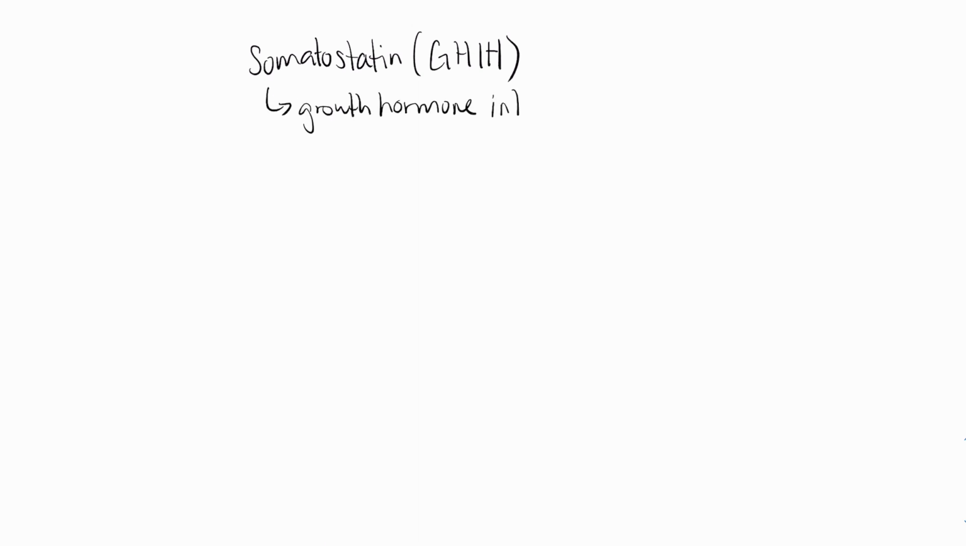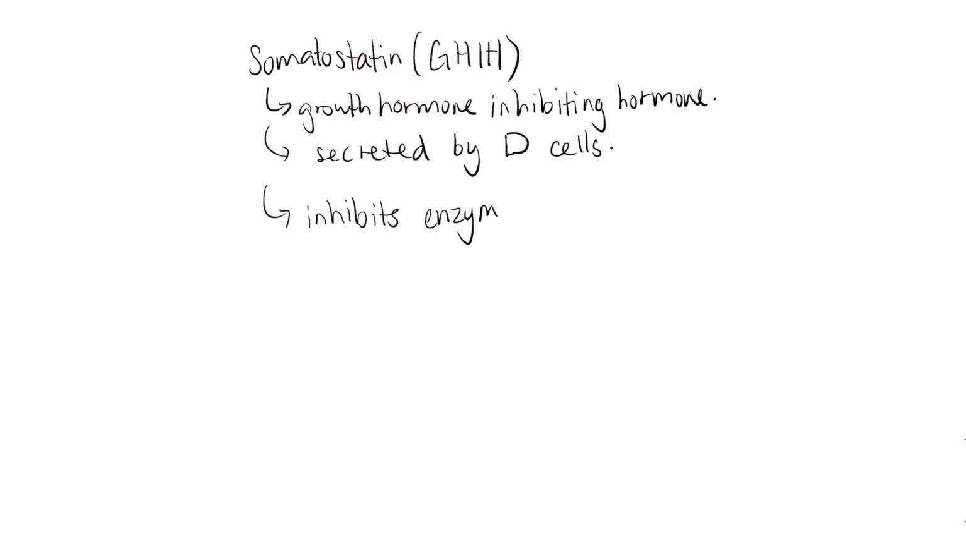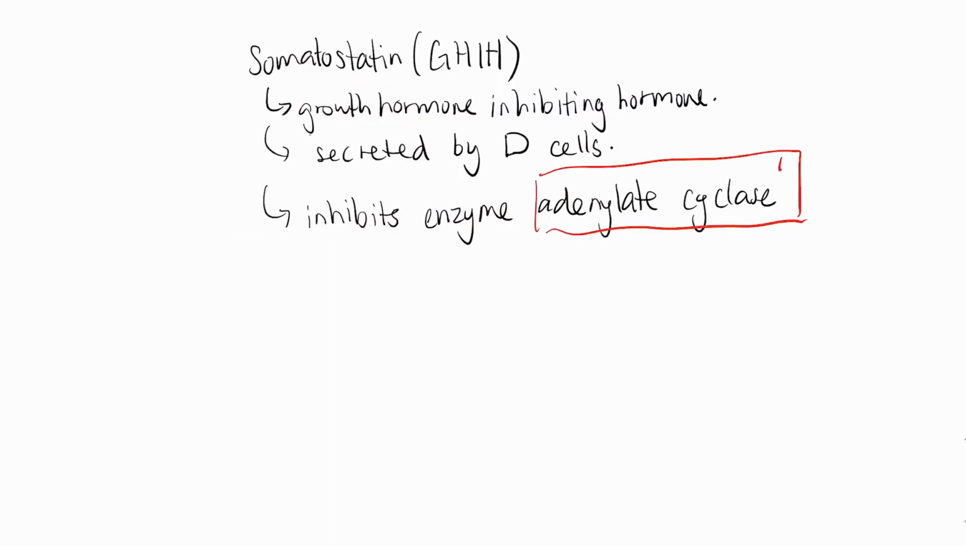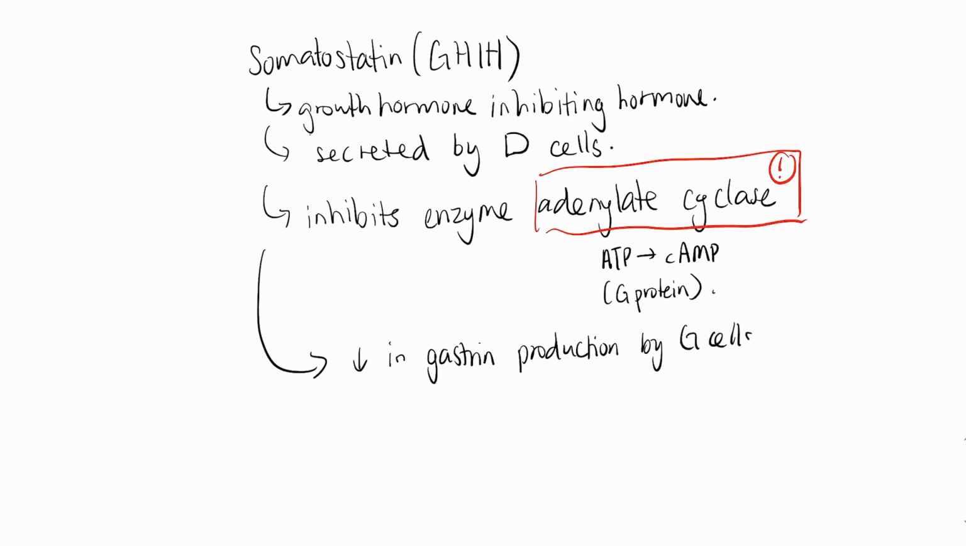Somatostatin, also known as GHIH, the growth hormone inhibiting hormone, also inhibits gastric acid secretion. It antagonizes acid production by inhibiting the enzyme adenylate cyclase, which converts ATP to cyclic AMP, cAMP. By antagonizing the G protein receptors, this leads to a reduction in gastrin production by G cells, causing a decrease in hydrochloric acid secretion by parietal cells.